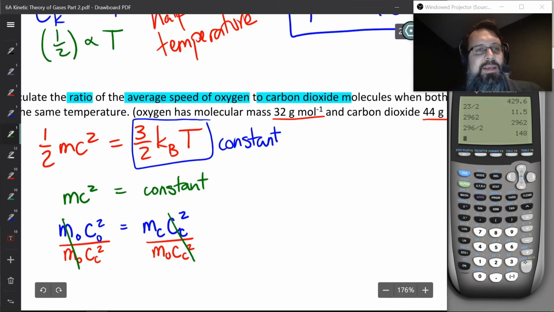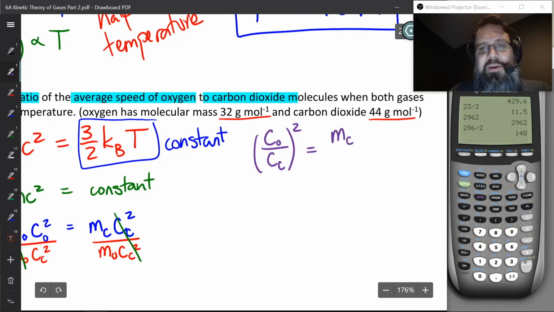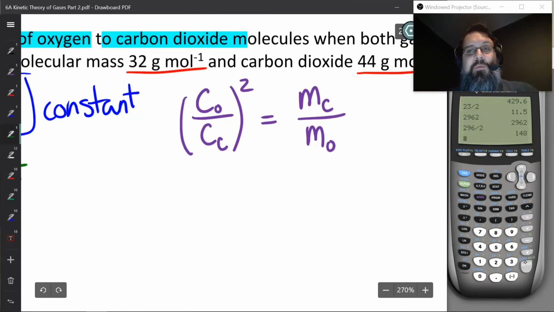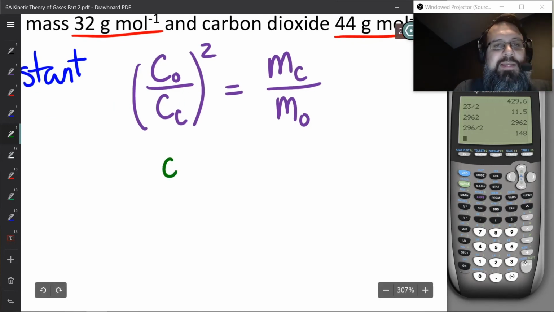And so we end up with an expression that says the speed of the oxygen squared divided by the speed of the carbon squared, which I'm going to write as the ratio of the oxygen to the carbon dioxide speed, squared, pulling the squared out, is equal to the ratio of the mass of the carbon to the mass of the oxygen. So now it's very clear that if you want to find the ratio of the speed of the oxygen to the speed of the carbon, you're going to have to take the square root of both sides of this equation.